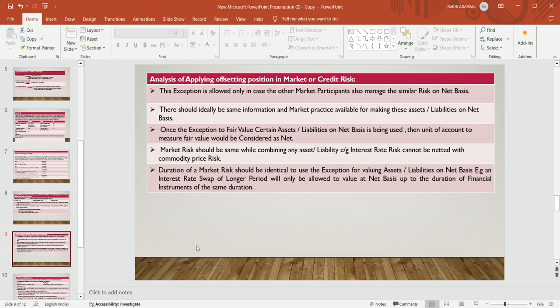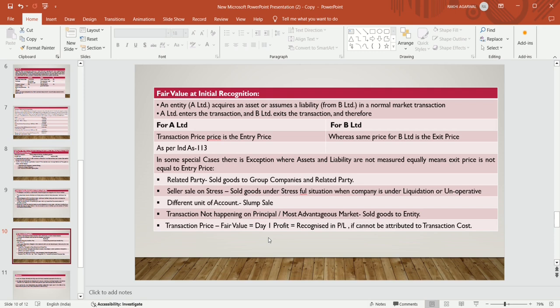The market participants practicing the same kind should ideally have the same information and market practice available for netting these assets and liabilities on a net basis. So market practice should be available. If market practice is not available and there are different natures of risk, it cannot be netted off. Duration of market risk should be identical to use the exception for valuing assets and liabilities on a net basis. So that is also what they are saying, that market risk should be identical to net the assets and liabilities.